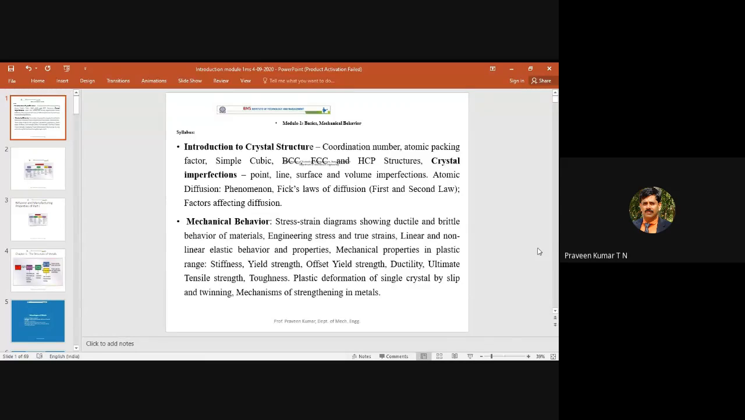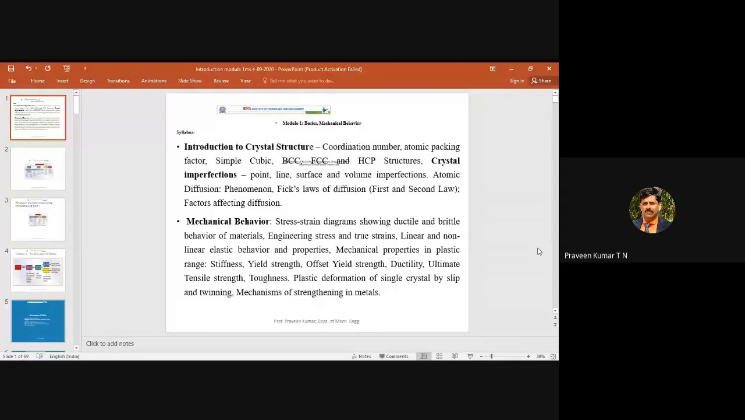So once again, we'll revise what are the things you are going to study in your first module, because you are discussing the first module. The first one is introduction to crystal structure, the coordination number, and atomic packing factor. There is a small derivation I am going to do in the next class. You have to derive the atomic packing factor for BCC, FCC, and HCP structures.